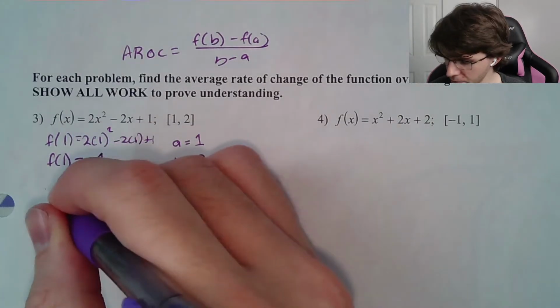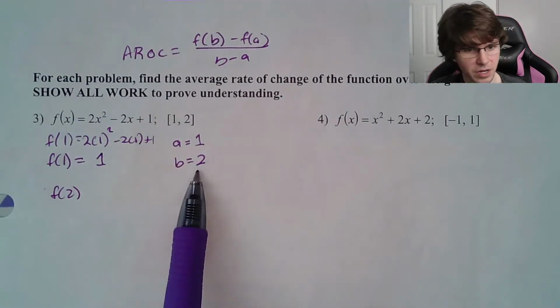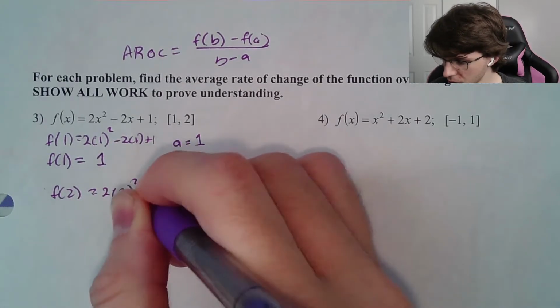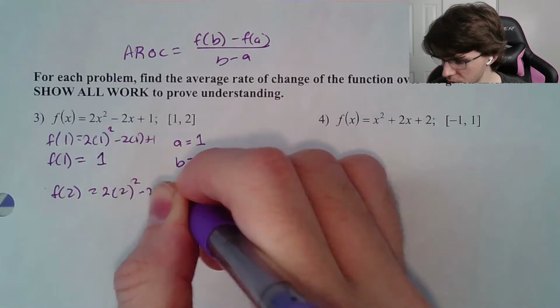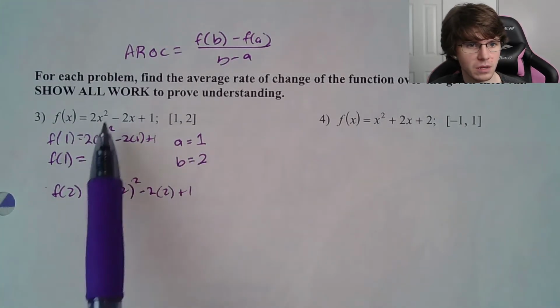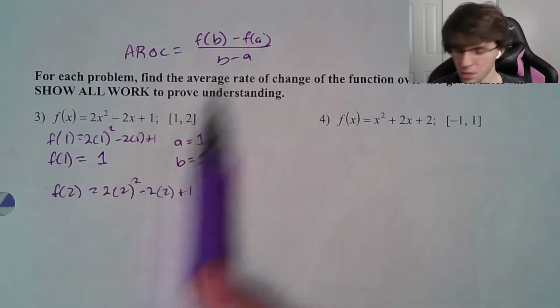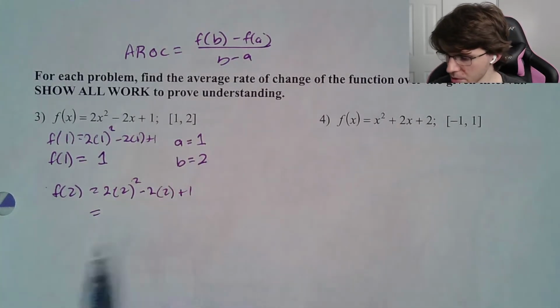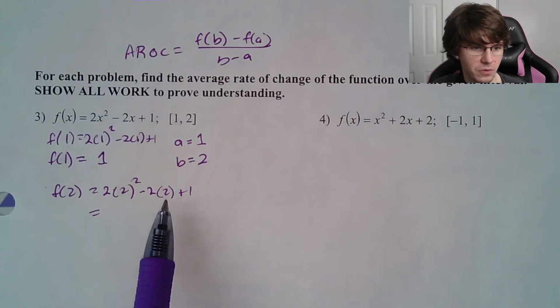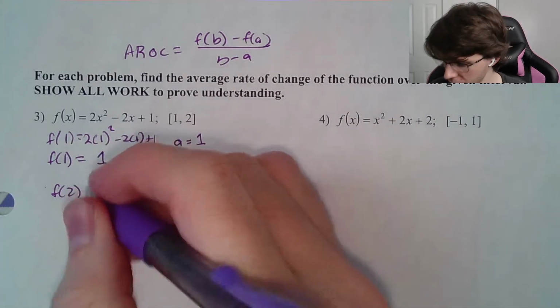I don't know if that's going to happen when we do f of 2, but we also need to find out what f of 2 is. 2 multiplied by 2 squared minus 2 times 2 plus 1. So again, all those x's just became the 1, and then all those x's just became the 2. Doing a little bit of work here, 2 times 2 times 2 is 8, minus 4, that's 4, plus 1 is 5.